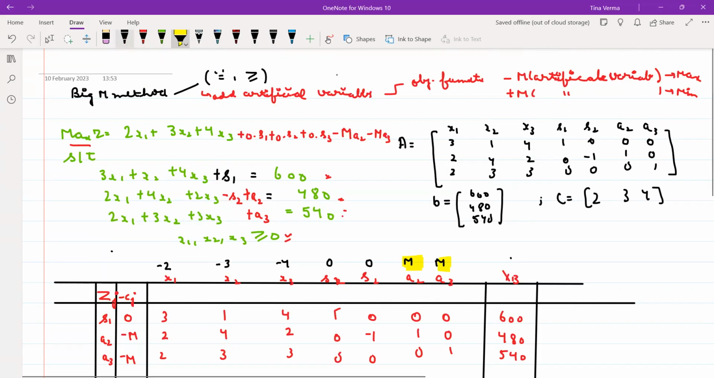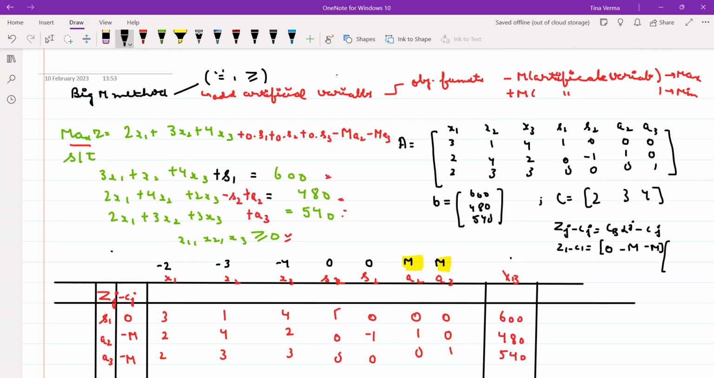So I have told you that either you can calculate your Zj minus Cj with the formula that Cb into alpha j minus Cj, or you can use your row operations that will also convert your Zj minus Cj into 0. So if you use the formula, if you calculate Z1 minus C1, it will be nothing. The cost coefficient of S1 is 0. Cost coefficient of A2 is minus M. Alpha j is my 3, 2, 2. And the cost coefficient of X1 is my 2. So when you multiply, it will be minus 3M, minus 2M, minus 2M, minus 4M, minus 2.